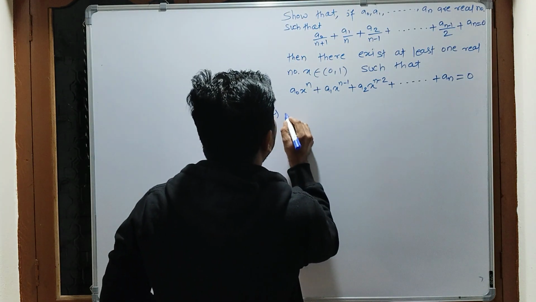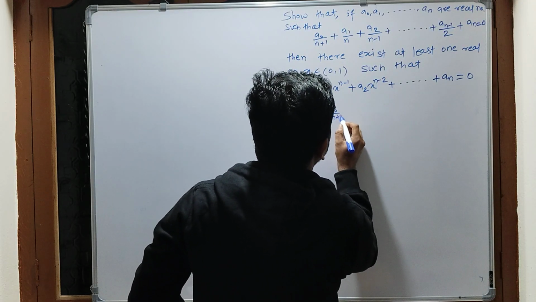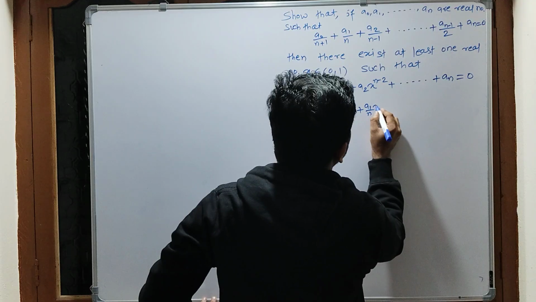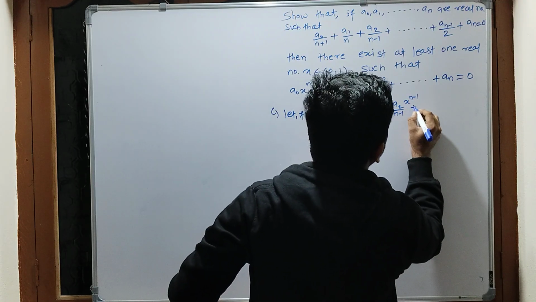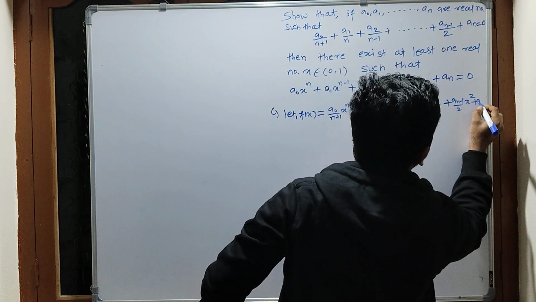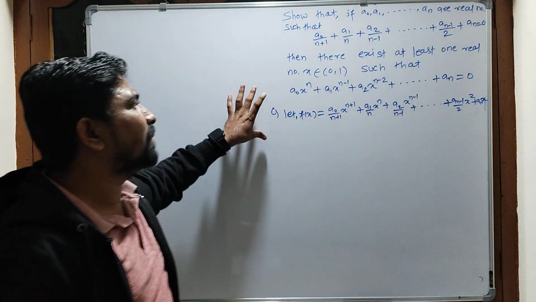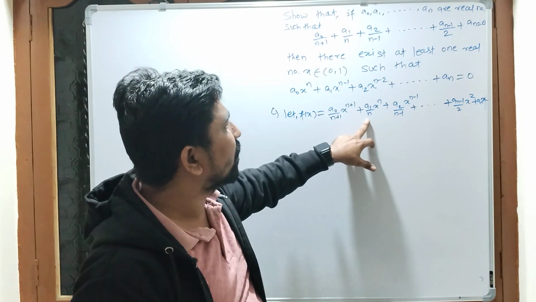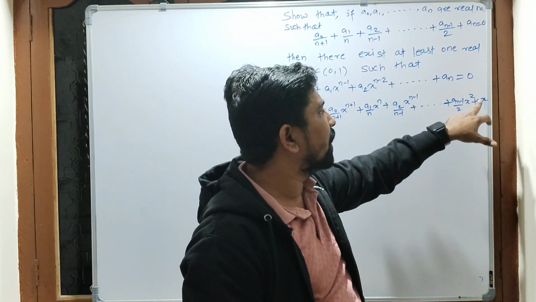So here I will write, let f of x equal to a0 by n plus 1 into x to the power n plus 1, plus a1 by n x to the power n, plus a2 by n minus 1 x to the power n minus 1, plus dash up to a n minus 1 by 2 x square, plus an x. So this is my function f of x.